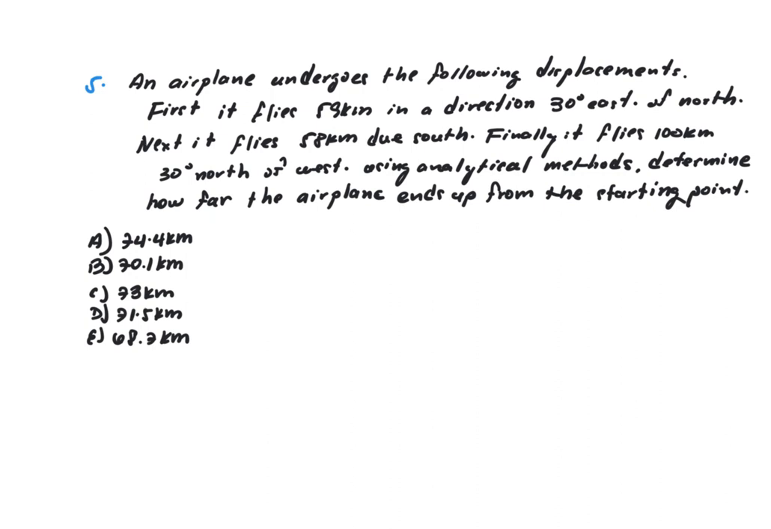So let's just draw out these directions, because it gets a little bit confusing when you just read them out. Drawing it makes it a little bit easier. So we know that in the first leg, it flies 59 kilometers, 30 degrees east of north. So if this side is 30 degrees, we know that the other side is 60 degrees.